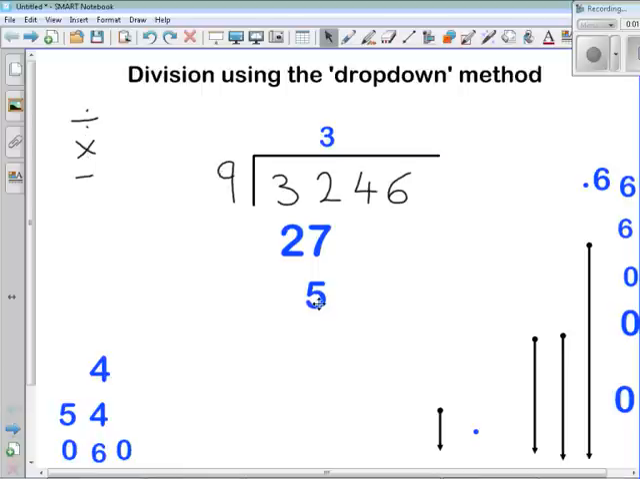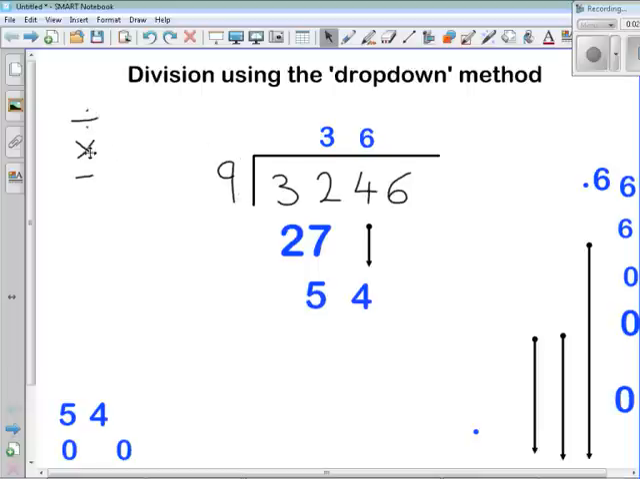9s into 5. Well, 9s into 5 won't go, so we need to drop down that 4. Grab my 4 from over here, so we've dropped down the 4. Okay. 9s into 54. Well, 6 9s are 54. So we place our 6 just there. Okay. We've done the division side of things.